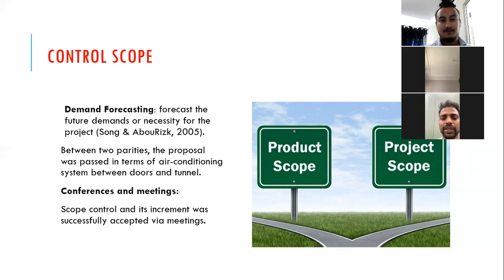For example, in the tunnel project, there are two parties who proposed and passed the air conditioning system between the door and the tunnel. This should be done by proper communication, conferences and meetings. So scope control is implemented successfully via meetings.